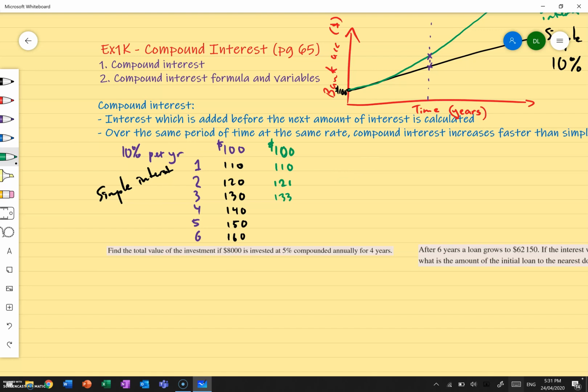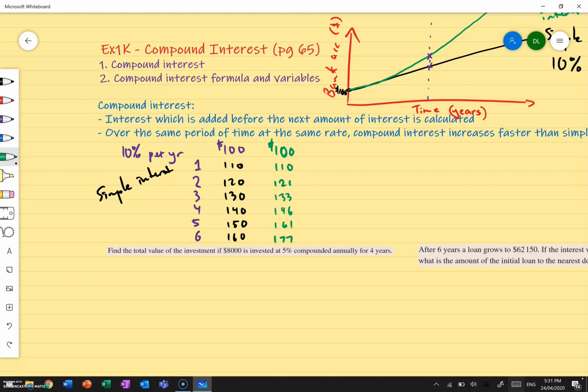Let's keep going. What's 10% of 133, sorry, which is about 13. 13 plus my last amount, which is 133, gives me 146. Let's keep going. It's about 15, so let's add that on. So 161, and then 10% of 161 is about 16. So add that on, 177.